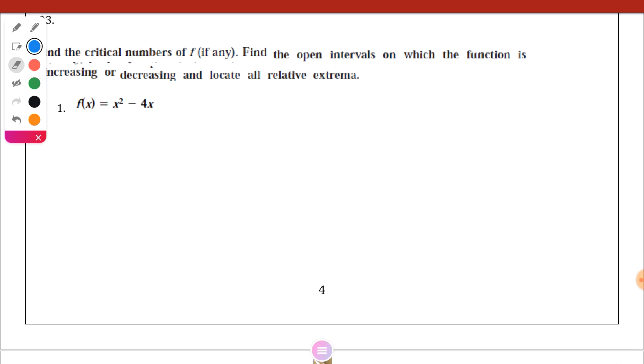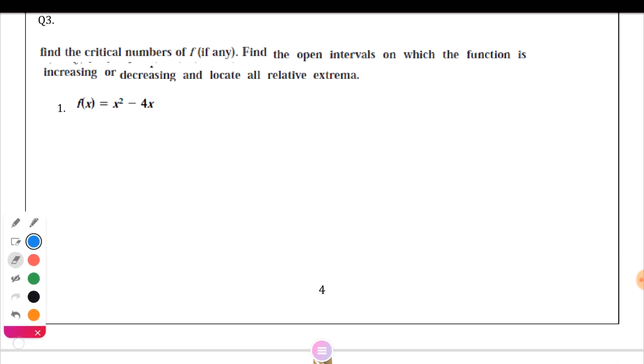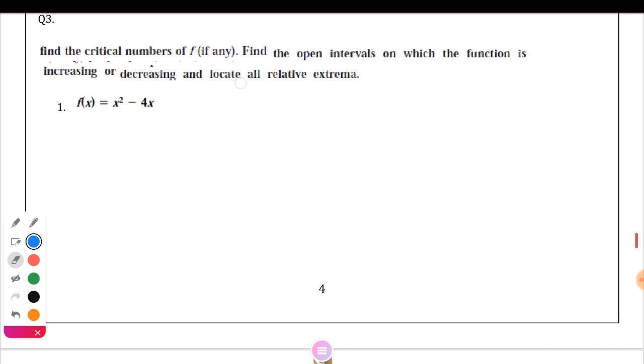How to solve the third question, part 1 here. Find the critical number of f, if any. Find the open intervals on which the function is increasing or decreasing, and locate, it means find the coordinate, the relative extrema. The relative what? Extrema, maximum or minimum.